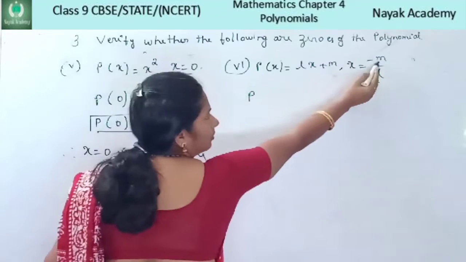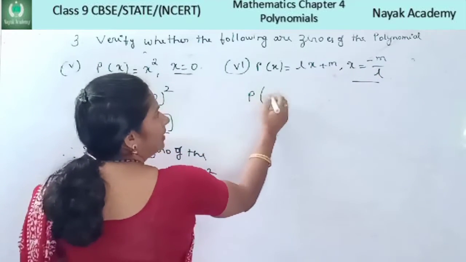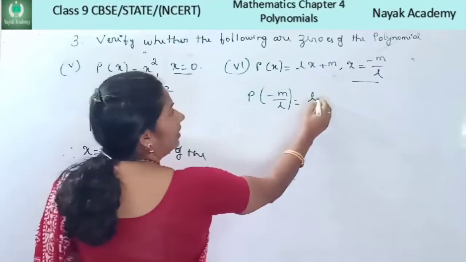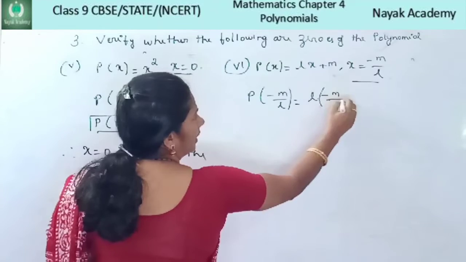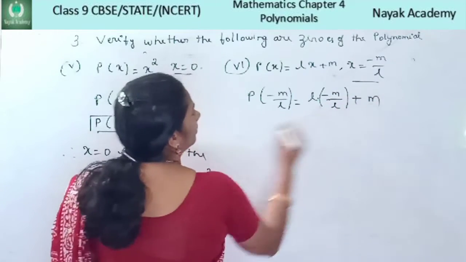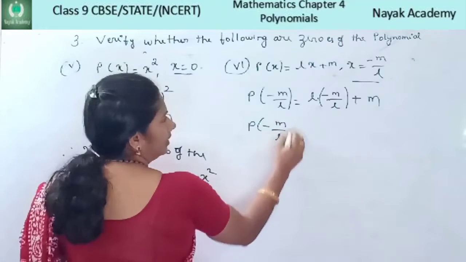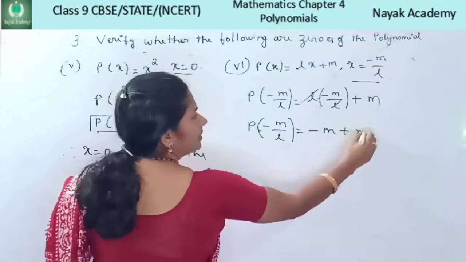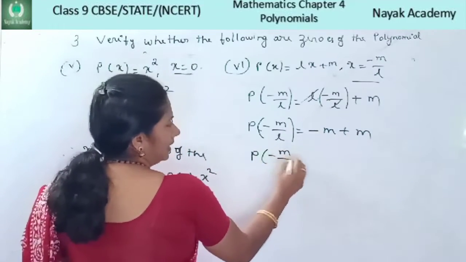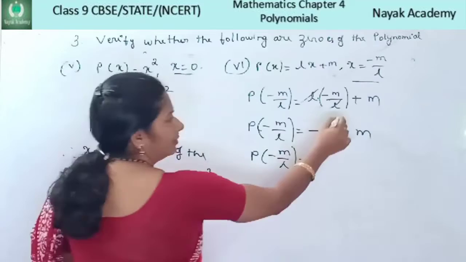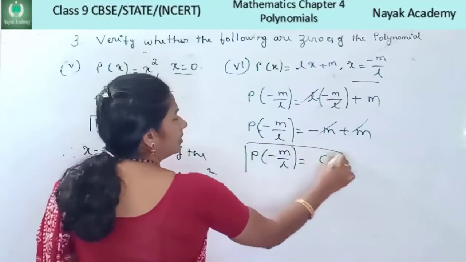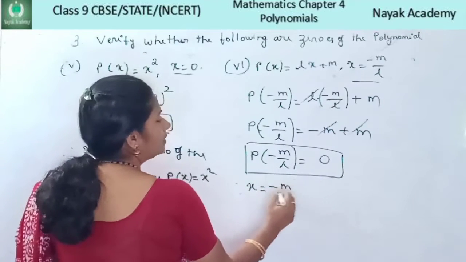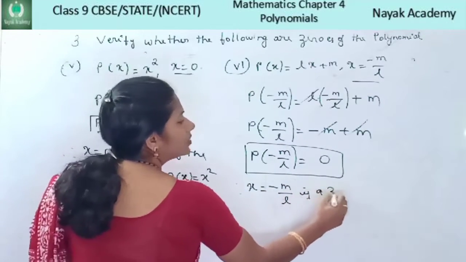In place of x, you substitute the value as minus m by L. L you write as it is, and in place of x you substitute the value as minus m by L, plus m. So P of minus m by L equal to L gets cancelled, minus m plus m. So P of minus m by L equals minus m plus m gets cancelled. So the answer is 0. So what is your conclusion, children? Therefore, x is equal to minus m by L is a zero of the polynomial.